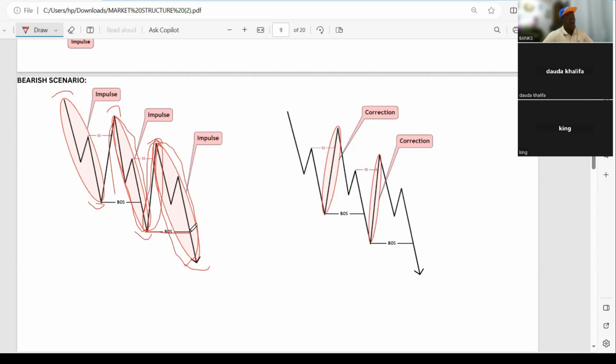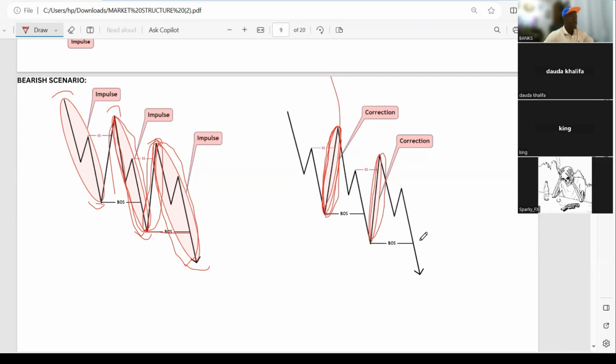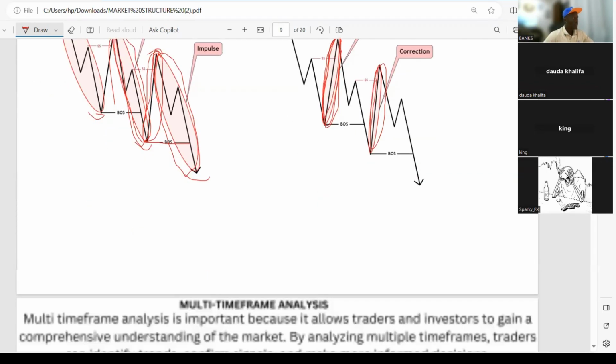A valid impulse move has to break a structure or has to cause what? A change of character. And that's basically what we have here. So you have the impulse move, it's a strong push breaking structure, and the correctional move or the pullback is just a temporary retracement. It's just a temporary retracement in market structure to validate a pullback or to take out a pullback. So these are the corrections we have, and we also have the impulse move. I think this is clear to you, right?